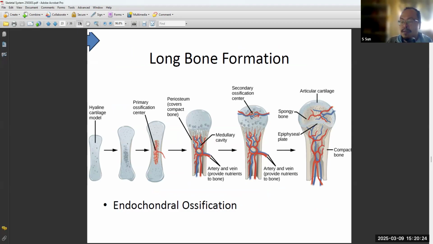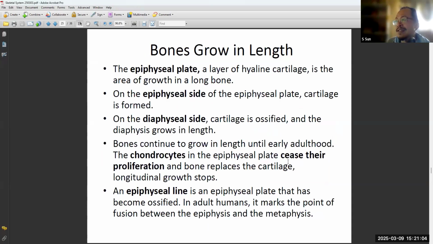But when the person reaches adulthood or early adulthood, the body cannot keep on growing longer. At that time, the chondrocytes in this region will stop proliferation, basically cell division or multiplication. The cells will not keep on producing, and they will be squeezed by both ends and become just the epiphyseal line. So that's explained in here.